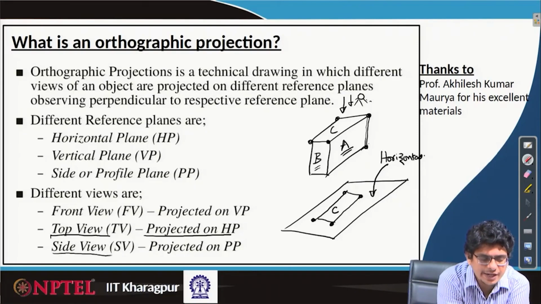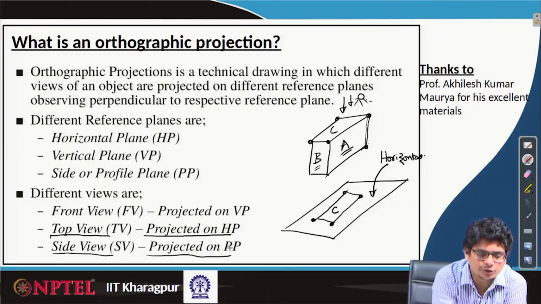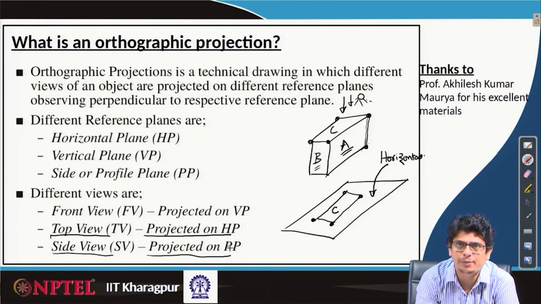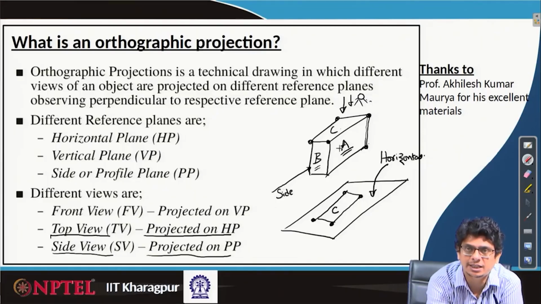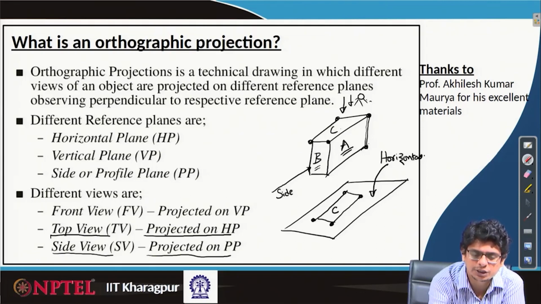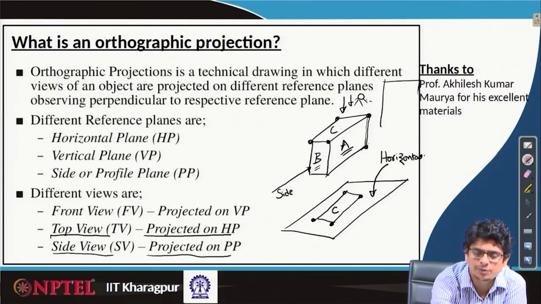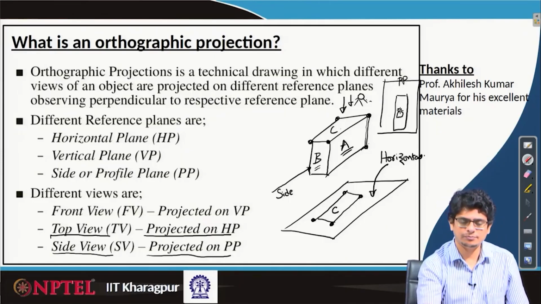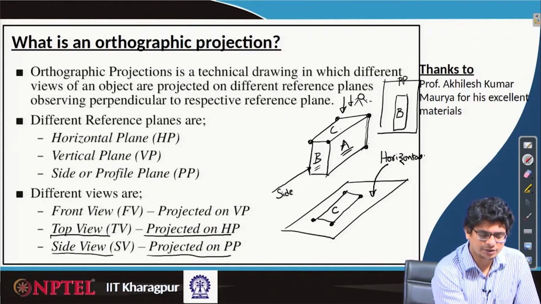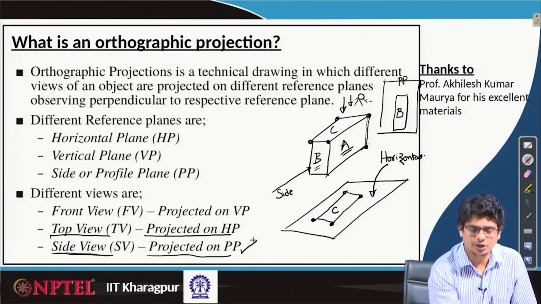Similarly, for side view, we will project it onto profile plane or side plane. For example, from this side direction, we would like to see the object. Then we can't see C and A surfaces. What we will see is projection of this onto another plane, what we call profile plane. We will see something like a rectangle, the B block. This kind of projection, we call side view projected onto profile plane.